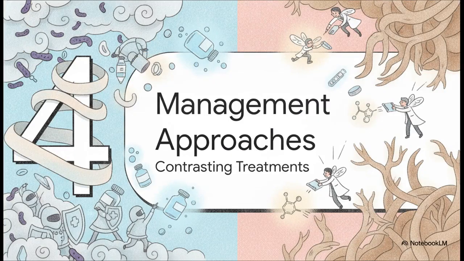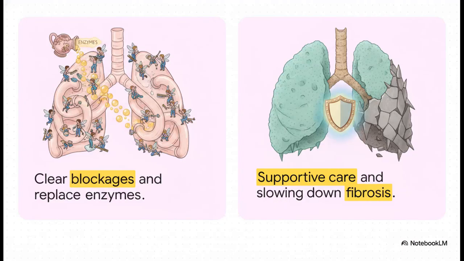All right, part 4, contrasting management approaches. The overarching treatment philosophies here are literally night and day. Treating CF is basically a plumbing issue. Our main goal is to clear the blockages from the lungs and replace the digestive enzymes and vitamins the body is missing. But treating IPF, that's more like trying to soften a sponge that is slowly turning into stone. The philosophy there is mostly supportive care, focused entirely on just trying to slow down the inevitable scarring.